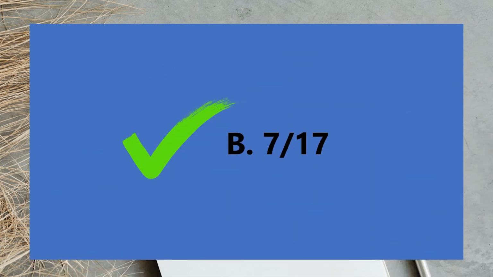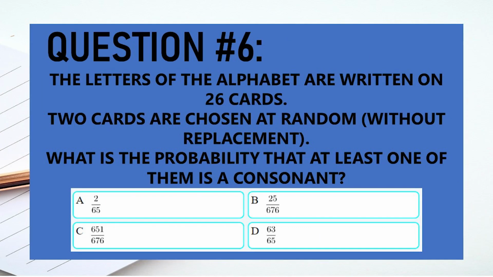And the correct answer is letter B, 7 over 17. Question number 6. The letters from the alphabet are written on 26 cards. Two cards are chosen at random without replacement. What is the probability that at least one of them is a consonant?